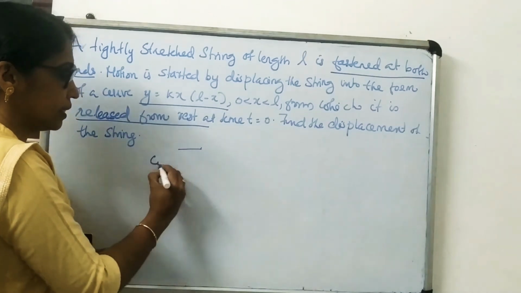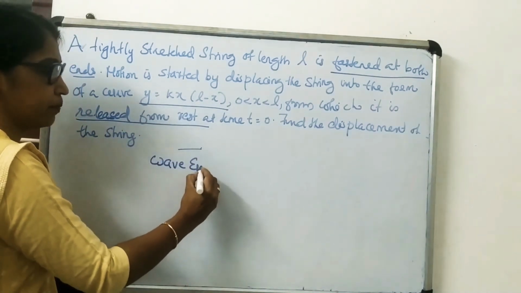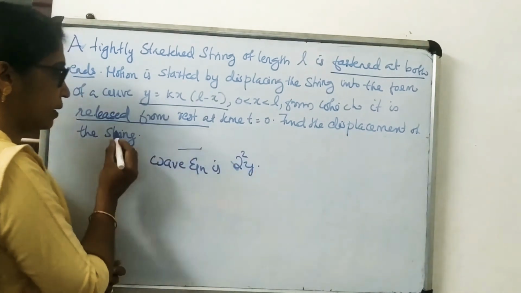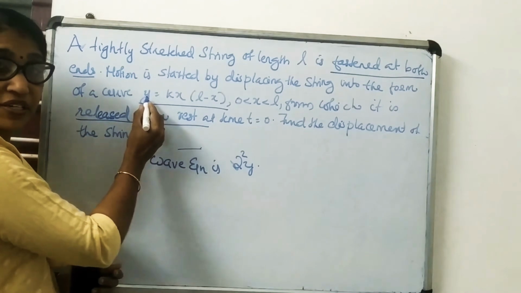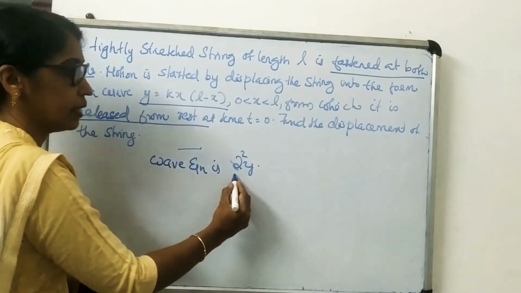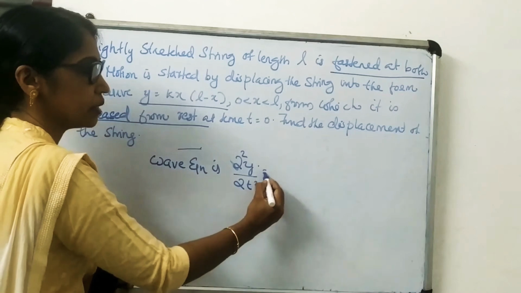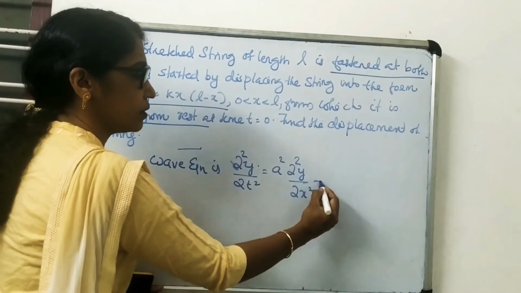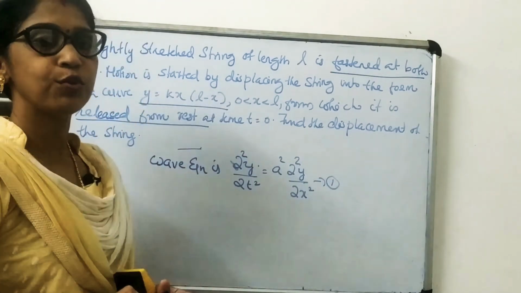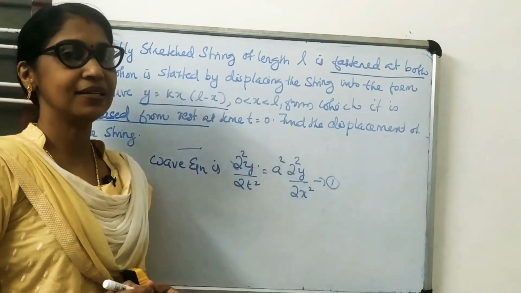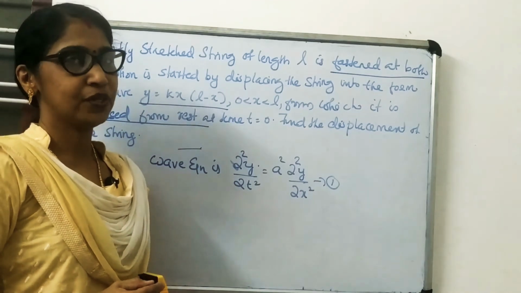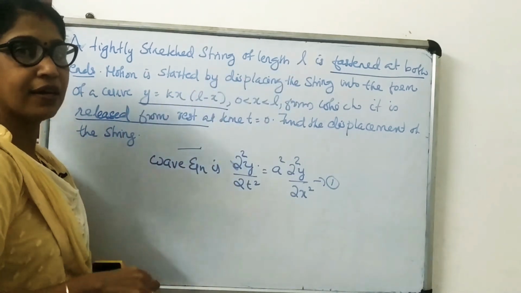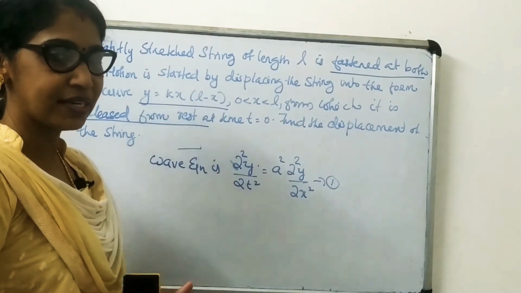Wave equation is del square y, here the given function is in the form of y, so I am writing y here. del square y by del t squared is equal to a square into del square y by del x square, which is equation number 1. We have to write the boundary conditions and initial conditions before going to the solution. So here I have underlined some points, and from that we have to identify the boundary conditions and initial conditions.